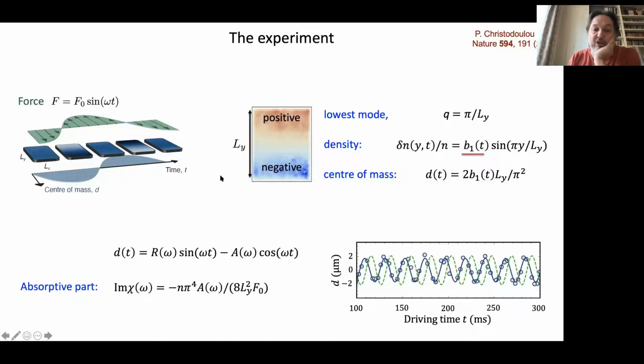So this is just some example of the data. You see how the central mass oscillates. There's a part that oscillates in phase with the force, and a part that oscillates in quadrature. Formally, the part that oscillates in quadrature gives you the imaginary part of the density response function. That's what gives you the resonance. It's basically where the velocity peaks.